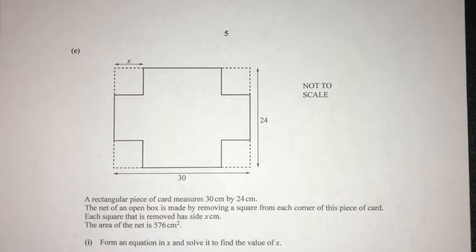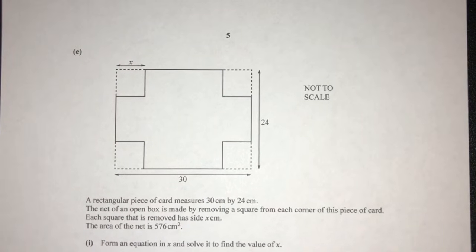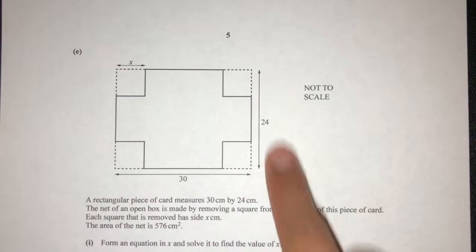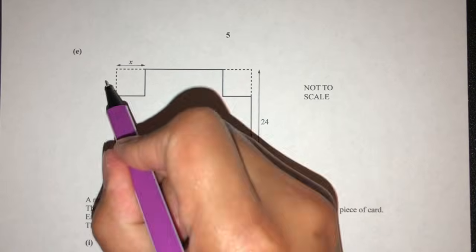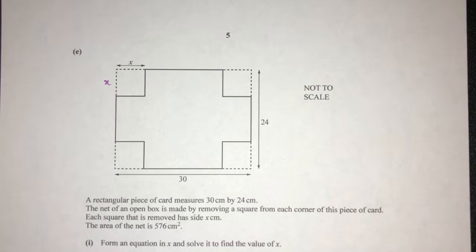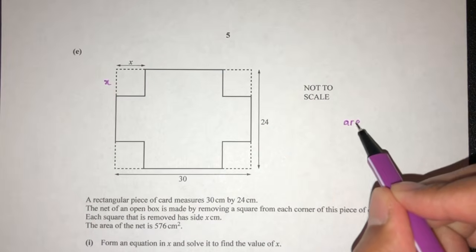Now let's move on to part E of your question. So here we have a rectangular piece of card that measures 30 by 24. A net of an open box is made by removing a square from each corner. So it is x, right, for the square. Now we have to find the area. What is the area of the square?